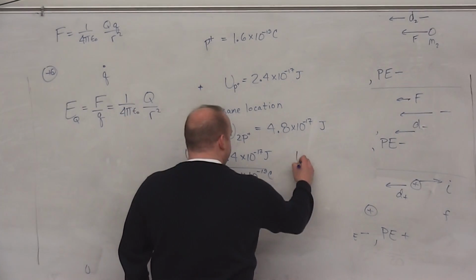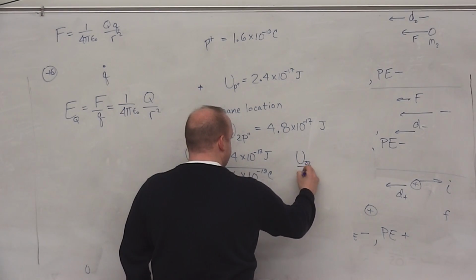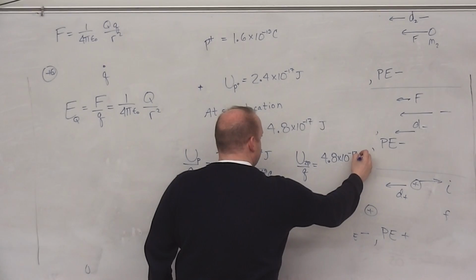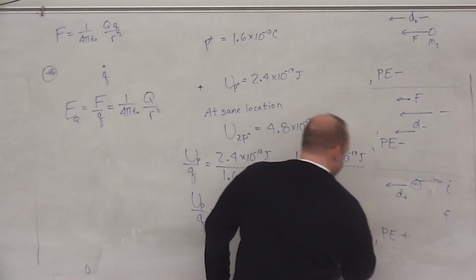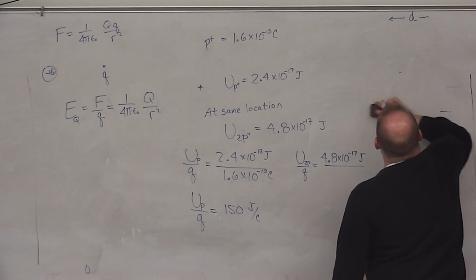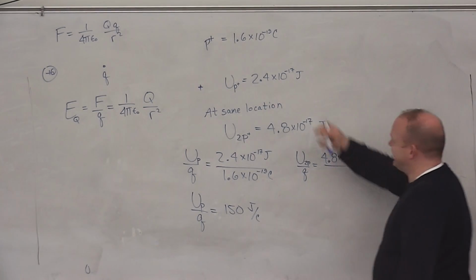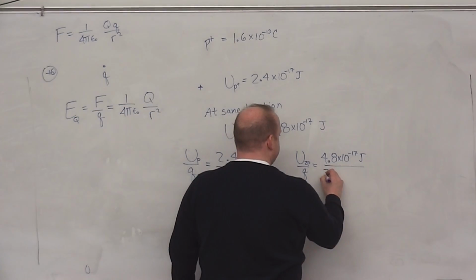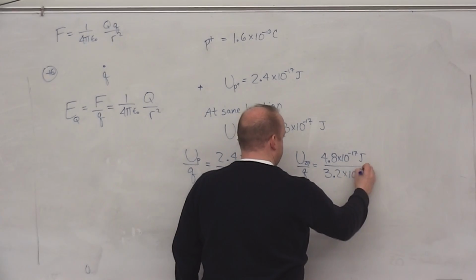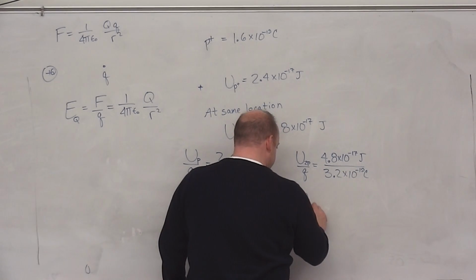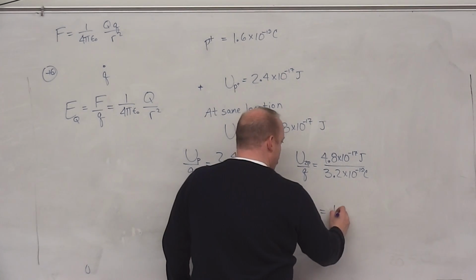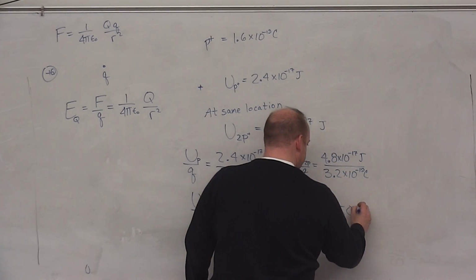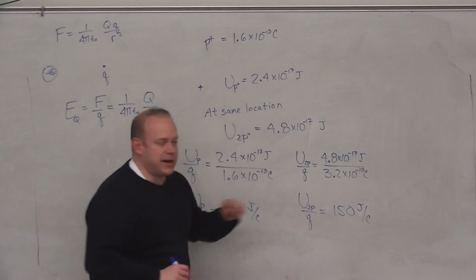So now, for the potential energy for two protons per unit charge, it was 4.8 times 10 to the minus 17 joules divided by, now it's not going to be 1.6 times 10 to the minus 19. I have two protons, so it's going to be 3.2 times 10 to the minus 19 coulombs. So my potential energy per unit charge here is equal to 150 joules per coulomb. It's the same thing.